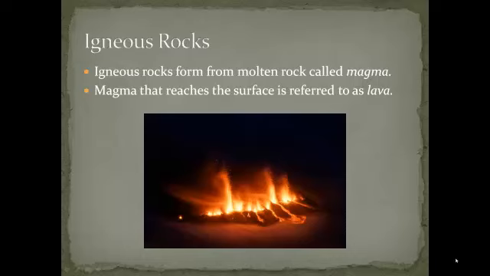The first type of rock we're going to look at are the igneous rocks. Igneous rocks form from molten rock, which we call magma. And as we talked about earlier, if this magma reaches the Earth's surface, it's referred to as lava. The picture is magma that has reached the Earth's surface, or lava, and this is from the Icelandic volcanoes of last year or the year before.